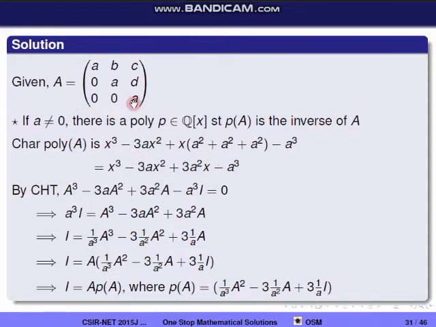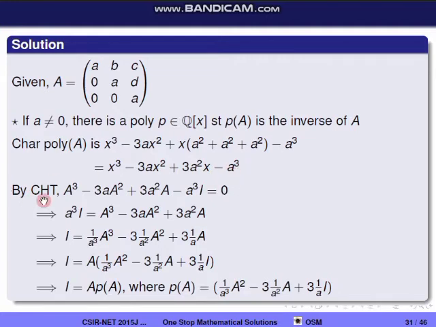From this matrix we can write the characteristic polynomial using concept 1. So x cube minus 3a x square plus x into (a square plus a square plus a square) minus a cube, where 3a is the trace, a square plus a square plus a square is the sum of principal minors of order 2, and a cube is the determinant. So this is equal to x cube minus 3a x square plus 3a square x minus a cube.